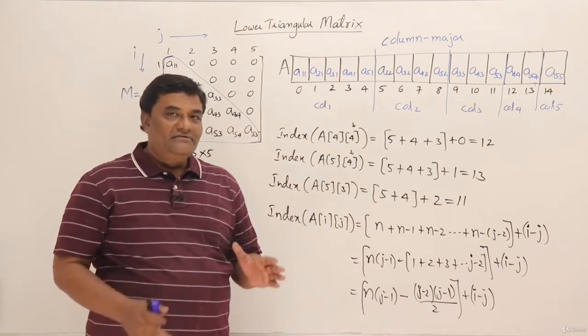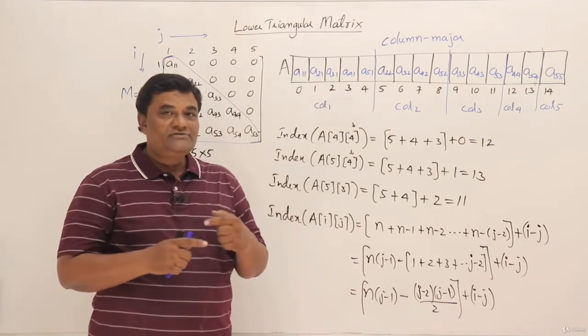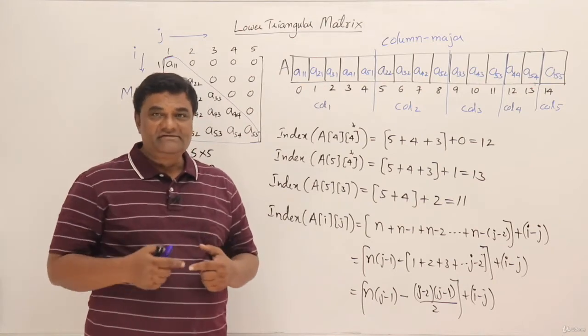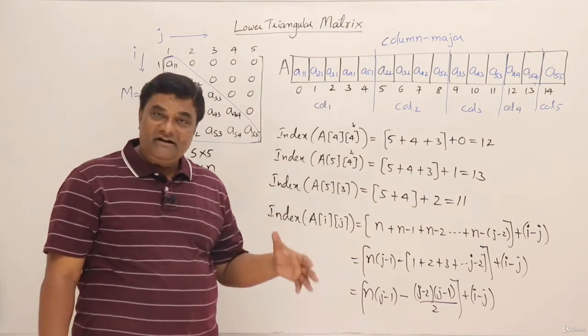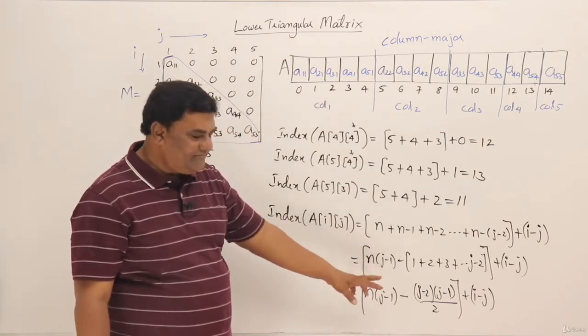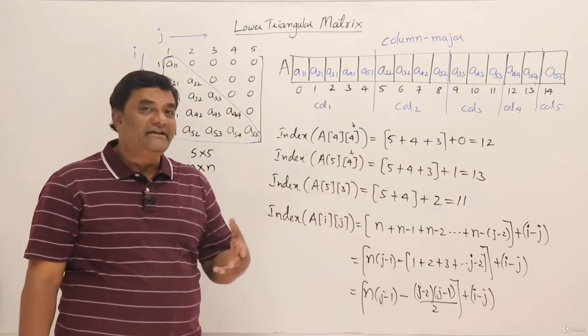We have seen the row major formula as well as the column major formula. These two formulas are useful in upper triangular matrix. That will be our next topic. In upper triangular matrix, the formula will be similar, but i and j will be interchanged. So i will become j and j will become i. So we'll see that in the next video.